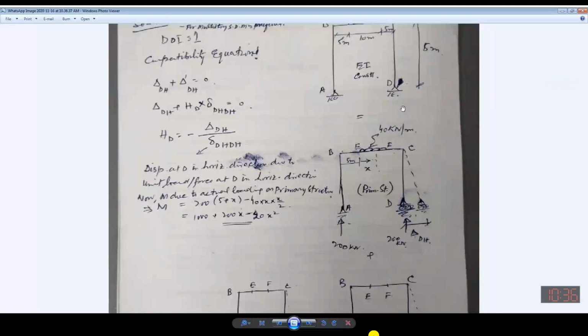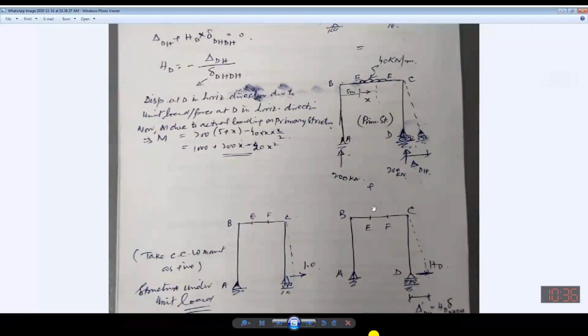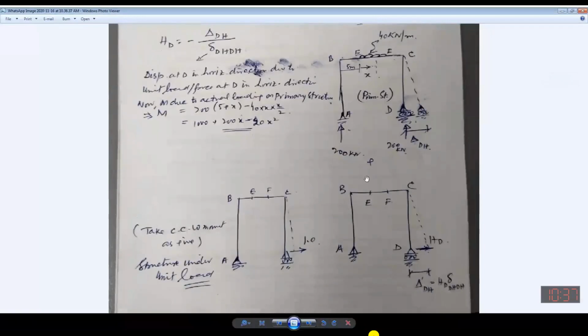Now I have this roller support, plus one redundant acting over there. In this condition, if I sum up these 2 structures under the principle of superposition, then it will be equal to the original structure. Now in this case, as we have adopted the approach for the beams, I have taken the redundant in this direction, so I will have to show the displacement in the same direction.